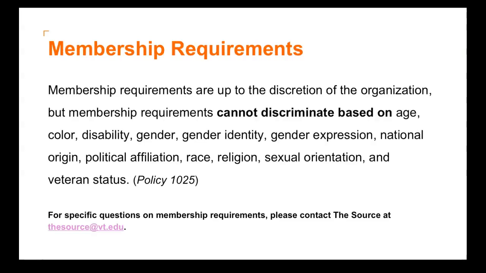Your organization is allowed to set membership requirements it deems appropriate. For example, as an academic organization, you may have a GPA requirement for members. However, per Policy 1025, the organization cannot discriminate based on age, color, disability, gender, gender identity, gender expression, national origin, political affiliation, race, religion, sexual orientation, and veteran status. If you have more specific questions about what this looks like for your organization, please contact the source to be connected with a member of our team.